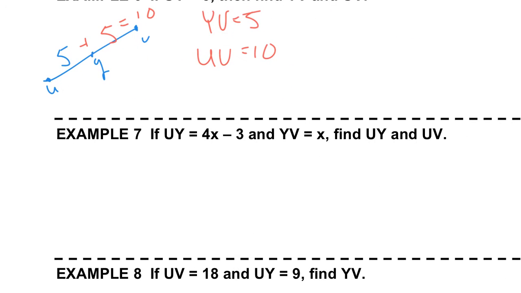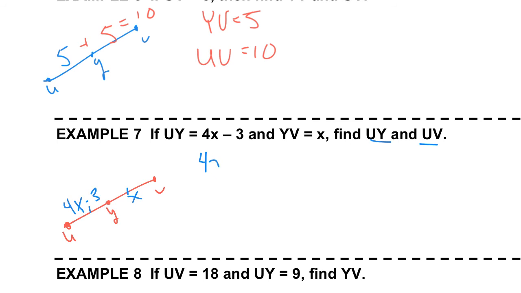Let's look at the next one. I'm going to go ahead and re-sketch this again. U, Y, V. And the other good thing about drawing pictures is if you mess up and you have a picture, I generally get points for those. Anyway, it tells me that from U to Y is 4x minus 3. Then it tells me that Y to V is x. It says find the other 2 pieces. Well, it's another setup just like we saw earlier. I know that these are congruent, so I set them equal to each other.